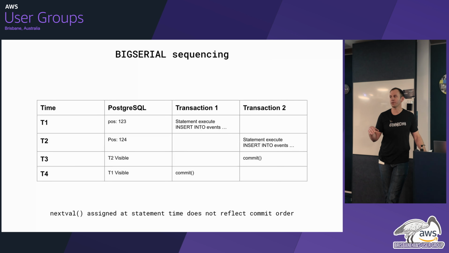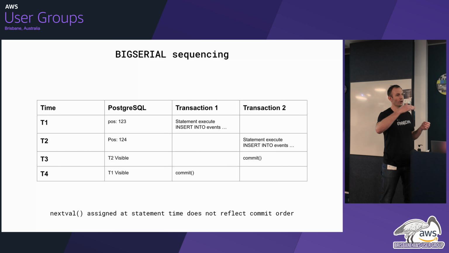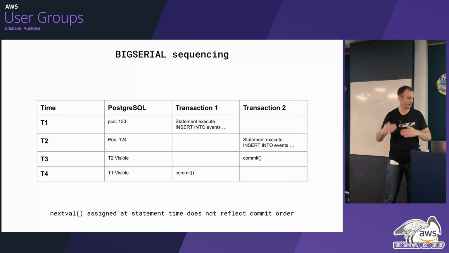And sometimes in prod, transaction 2 is a little bit faster and it commits first, before transaction 1. So you get event 124, and then event 123 comes in later in terms of the commit order.